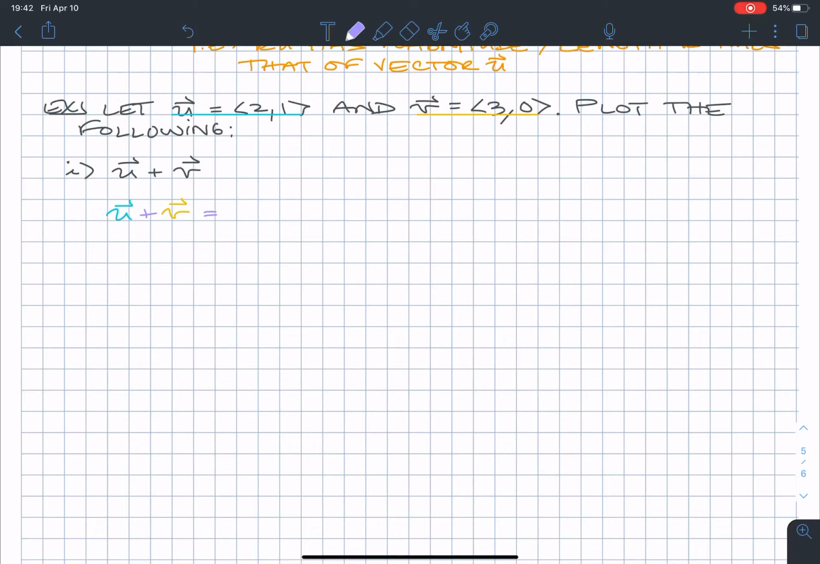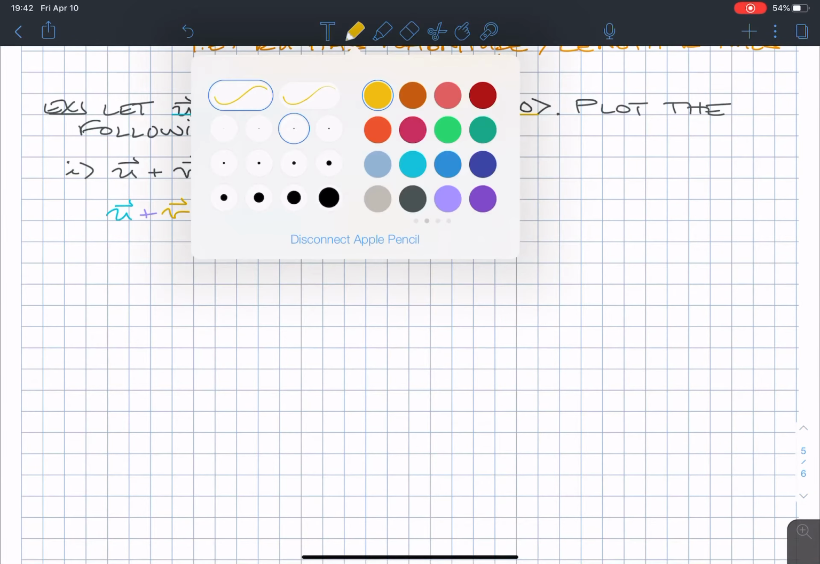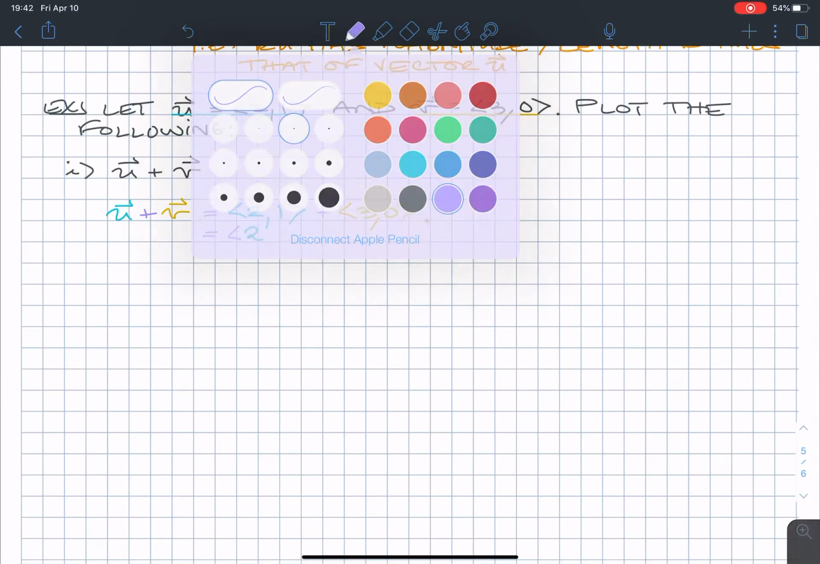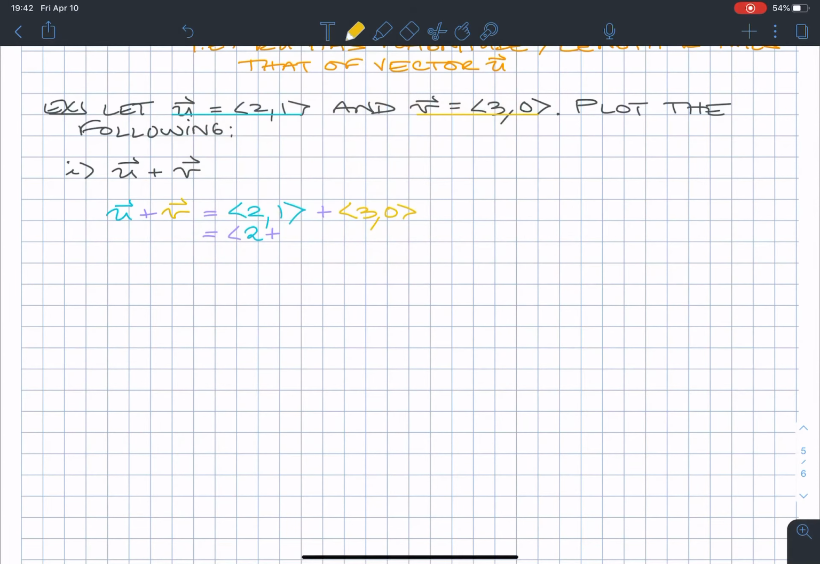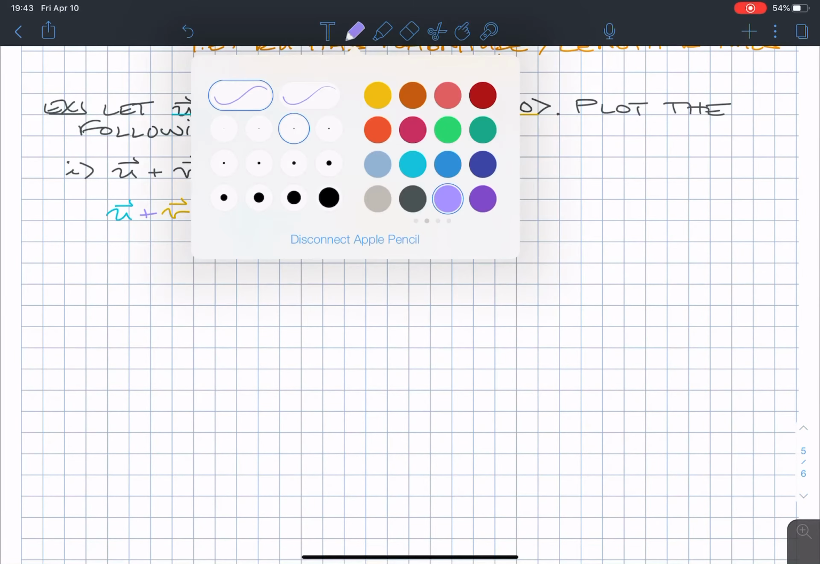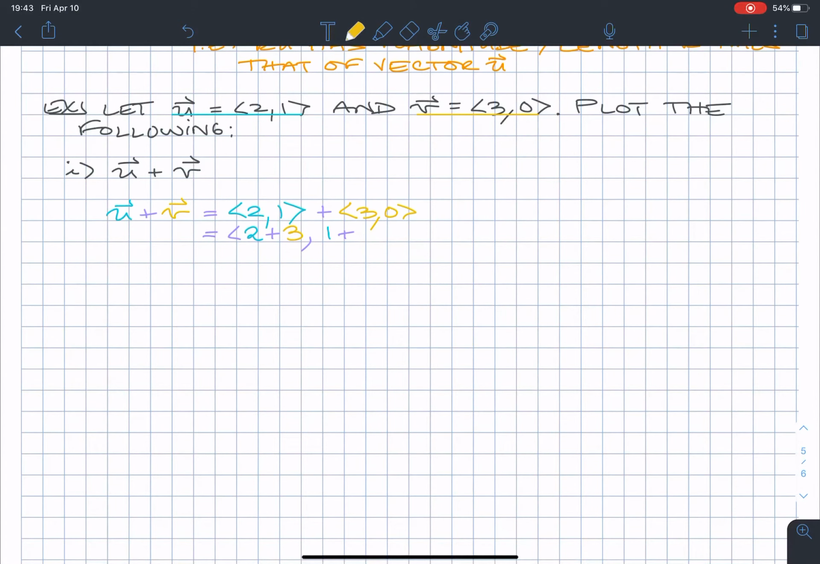U plus v is going to be 2 comma 1 plus 3 comma 0. So that's going to be 2 plus 3 comma 1 plus 0. Okay, so that turns out to be 5 comma 1. So let's plot those.